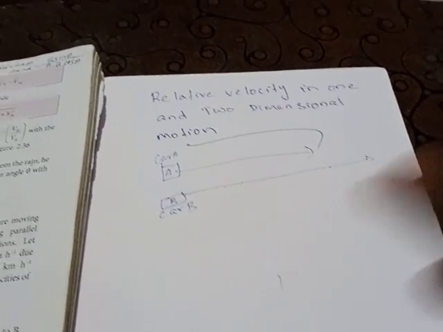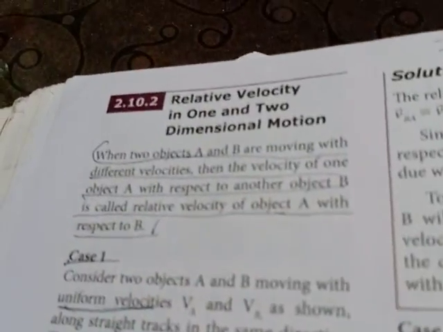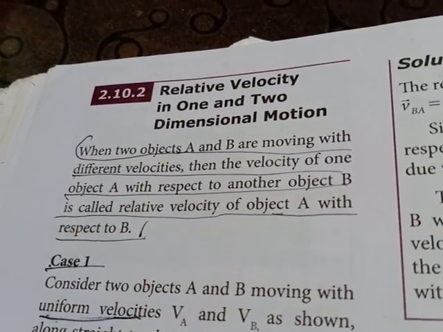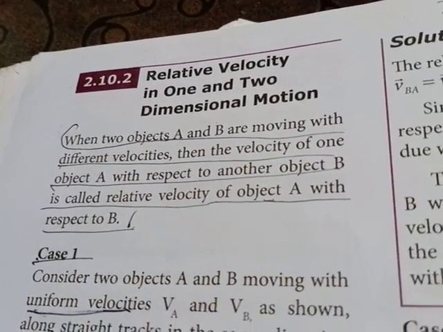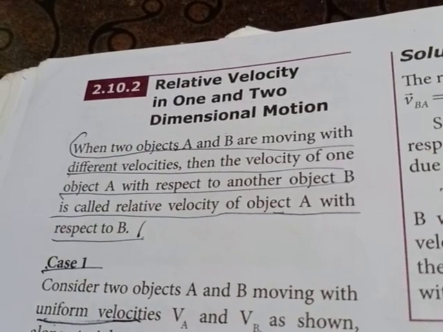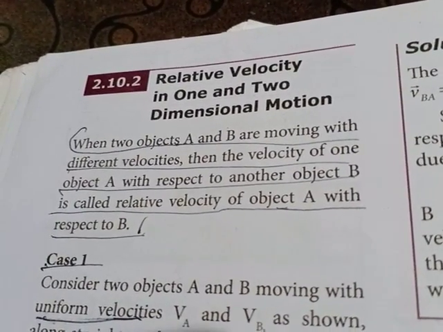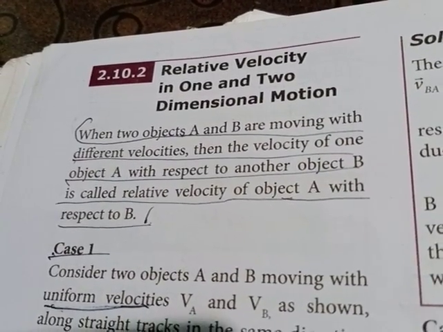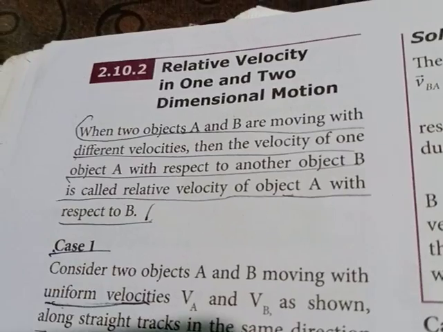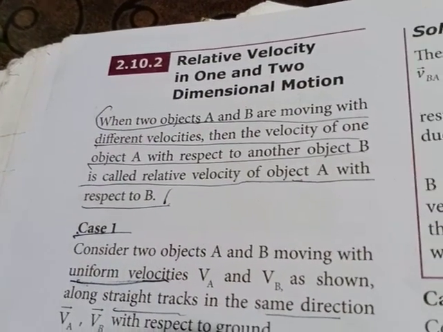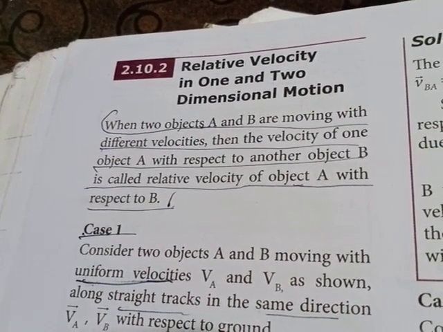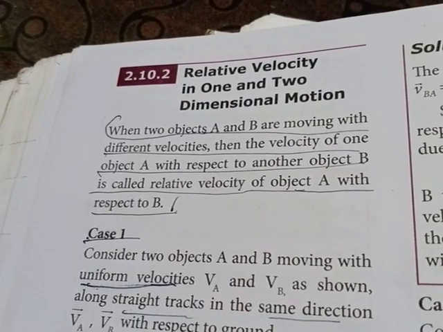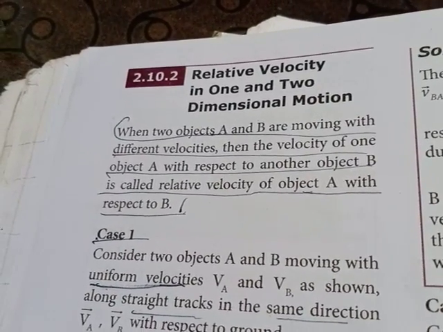And here is one definition. When two objects A and B are moving with different velocities, then the velocity of one object A with respect to another object B is called the relative velocity of A with respect to B. This is just a definition. Now you can see three cases: case 1, case 2, case 3. Let us see what the cases are.